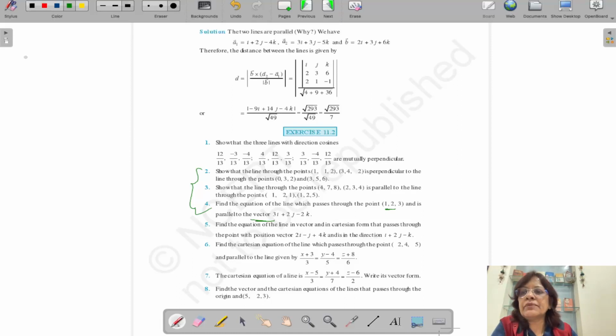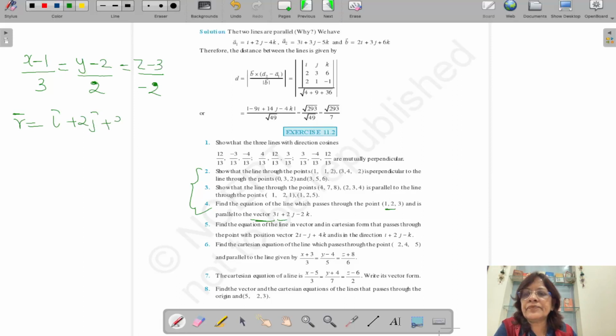Passes through the point 1, 2, 3, means equation will be x minus 1 upon 3, parallel to this vector, y minus 2 upon 2, z minus 3 upon minus 2. This is the Cartesian equation of the line. The vector equivalent of this will be i plus 2j plus 3k plus lambda times whatever are the direction ratios, 3i plus 2j minus 2k. I hope it is clear.